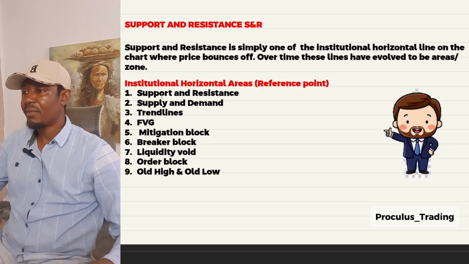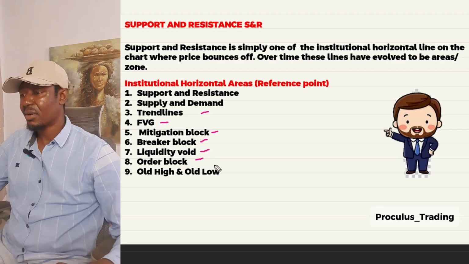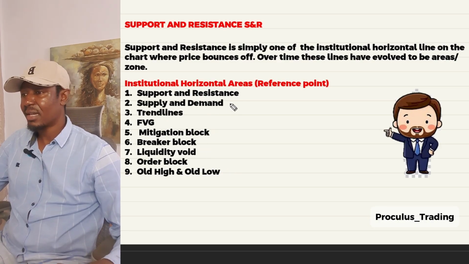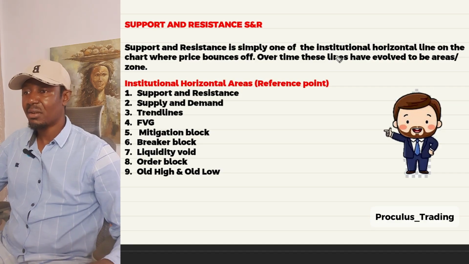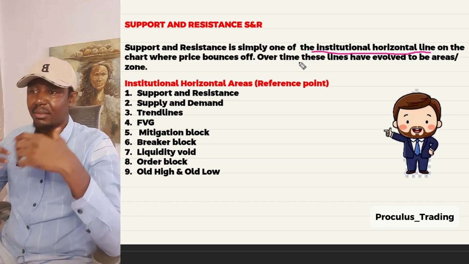For instance, we have supply and demand, we have trend lines, we have fair value gap, mitigation blocks, breaker block, liquidity void, other blocks, old highs and old lows. As SMC traders, we already know that all these right here are SMC concepts. Like I mentioned in our intro, support and resistance is one of those institutional reference points, and every other trading strategy actually makes reference to support and resistance, whether they trade it directly or indirectly.